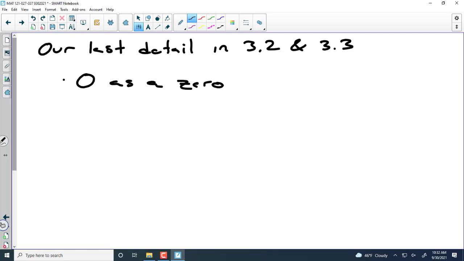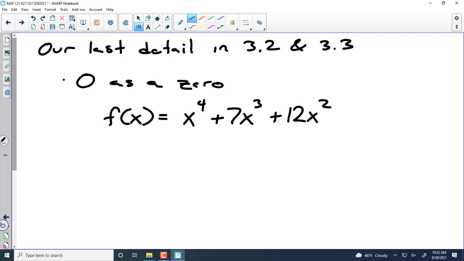So every now and then you will be given a polynomial that might look a little bit different than some of the other polynomials because you're not going to see a constant term in it, for instance. So you might get a polynomial that looks something like f of x equals x to the 4th plus 7x cubed, and we'll say plus 12x squared. Now what you'll notice about this polynomial is it doesn't have the x term at the end, and it doesn't have the constant term at the end like many of our polynomials do.